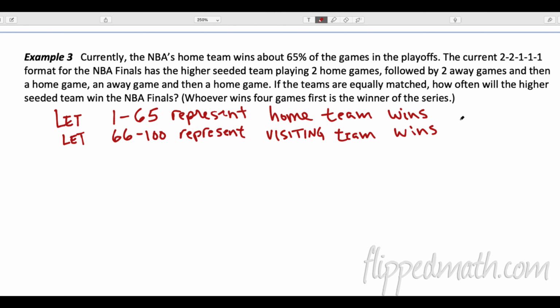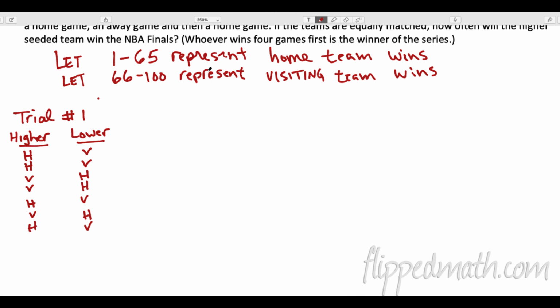All right, so we need to just be really clear in how we're organizing this because it is crazy. I let the numbers 1 through 65 represent the home team wins. So whether it's the higher seed or the lower seed, that's going to represent the home team. And 66 through 100 represent the visiting team. So in my first trial, let's set this up so we know what's going on. So I organized my first trial like this. You have a higher seeded team.